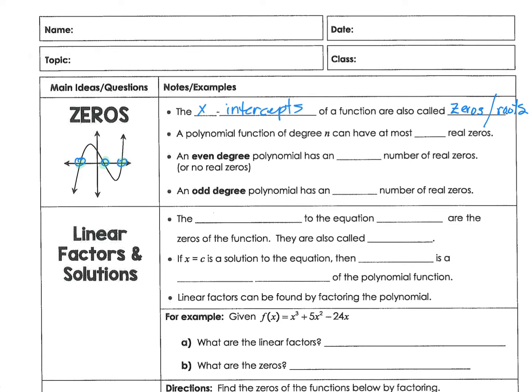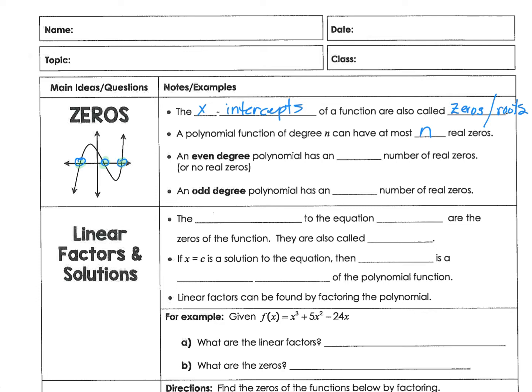So we need to figure out, number one, how many do they have, and then where are they? Well, we know how to find the x-intercepts of a function, don't we? So let's go through the basics of where we find zeros. A polynomial function of degree n can have at most n real zeros. Think about it. If it's a cubic, the most it can cross the x-axis is 3 times. Think about what a cubic looks like. If we exaggerate it, it could cross with one leg, the one in between, and the other leg. That's it. If it's cubic, the most it can cross is 3 times.